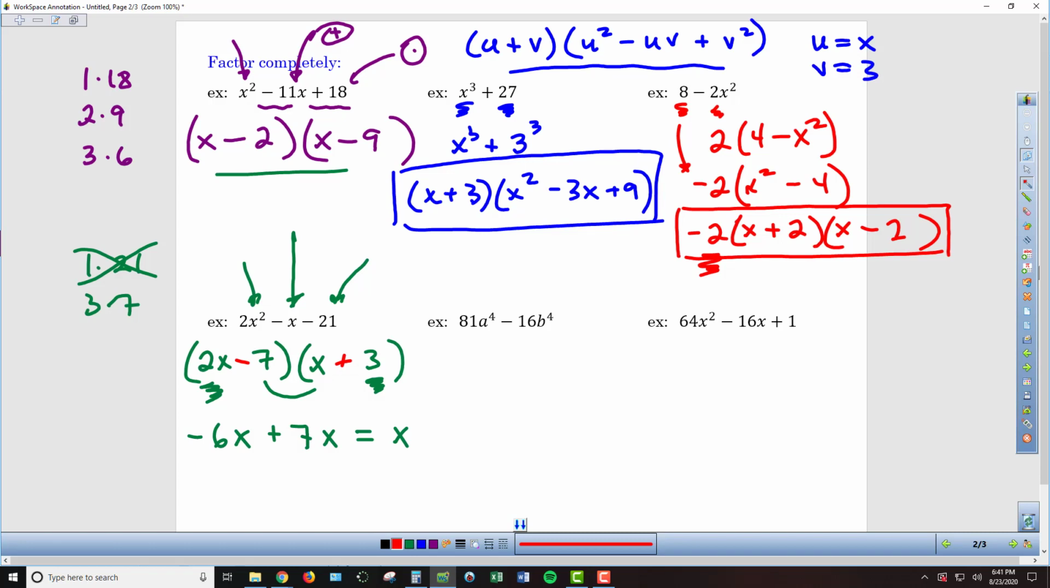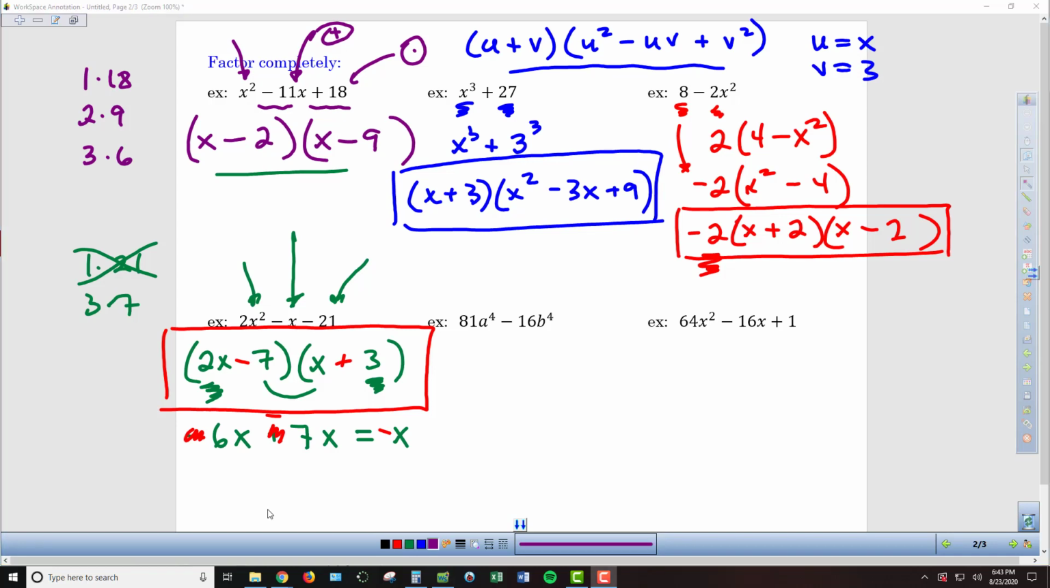And so now I'll end up with a positive 6x for one of the middle terms. I'll end up with a negative 7x, giving me the negative x in the middle that I need to have. And I already know the other parts of the problem work. 2x times x was chosen so that it would multiply to make 2x squared. And the negative 7 and the positive 3 I know are going to multiply to make 21. So this is my correct factorization.